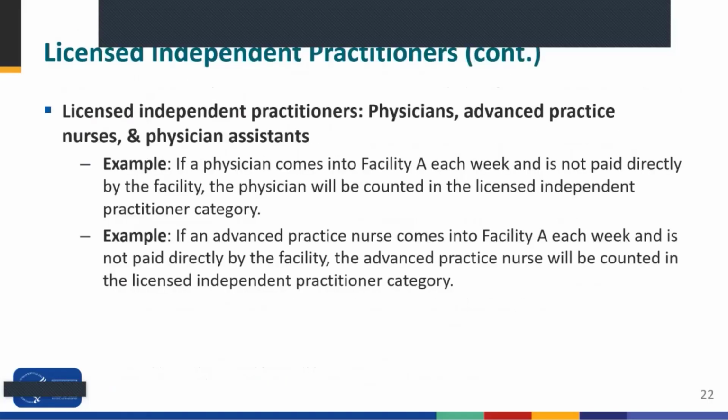This slide presents examples of individuals who are categorized as licensed independent practitioners. For instance, if a physician comes into facility A each week and is not paid directly by the facility, the physician will be counted in the licensed independent practitioner category. In turn, if an advanced practice nurse comes into facility A each week and is not paid directly by the facility, he or she will also be counted in the licensed independent practitioner category.